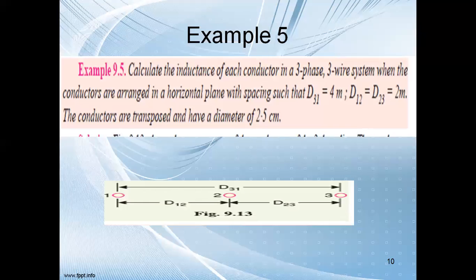Next problem will be another kind of problem. This is a three-phase line, but the conductors are placed horizontally. Calculate the inductance of each conductor of a three-phase three-wire system when the conductors are arranged in a horizontal plane with spacing D31 of 4 meter, and D12 and D23 of 2 meter. The conductors are transposed and have a diameter of 2.5 centimeter.